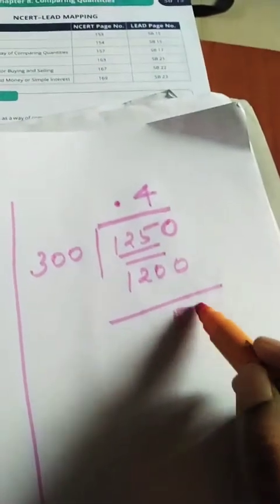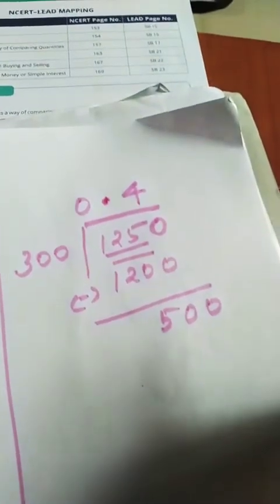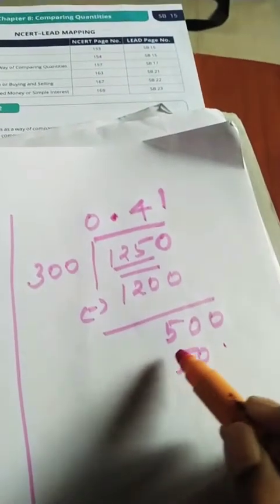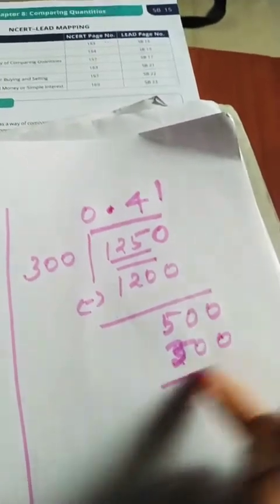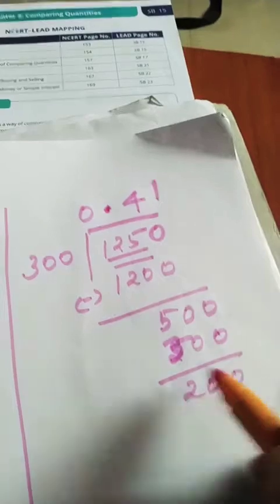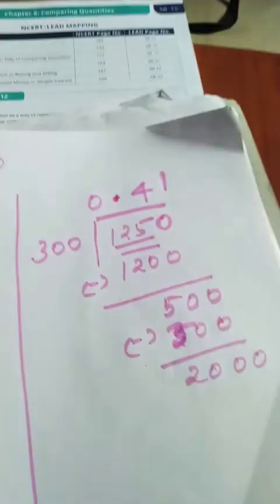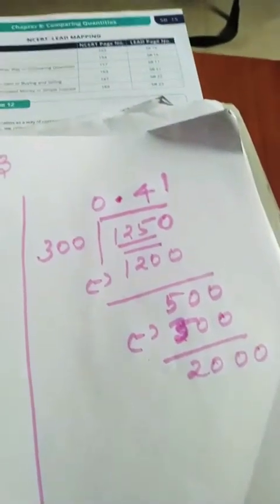So the remainder is 50. Once you keep the decimal point, you can go on adding zeros to it. So 1 times it is 300. So the remainder is 200. So add a 0. So 3. How many times does it go now in 2000?